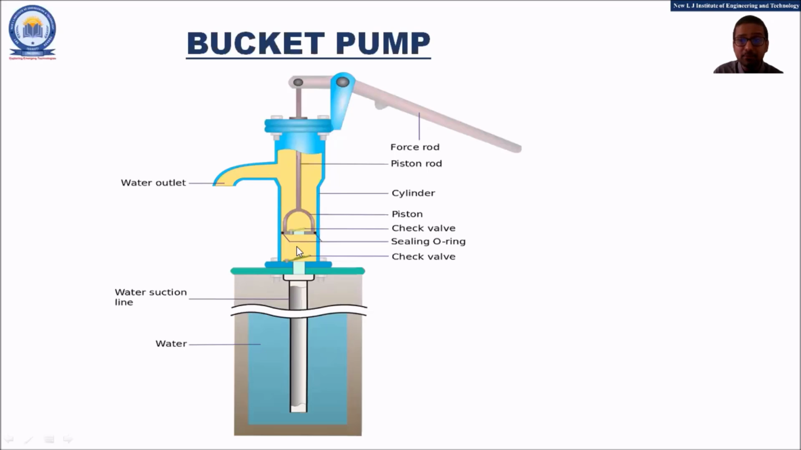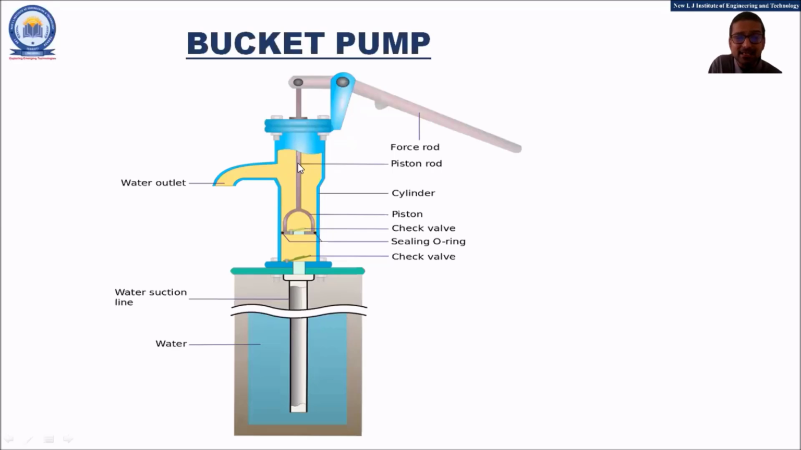Next, what will happen in the second stroke, when the handle is lifted back to its original position? Now the piston rod would be moving in the downward direction. As the piston is moving downward, at one point of time the bucket valve of the piston will be opened. So by the opening of the bucket valve, the water which is filled below the piston will be transferred to the top side of the piston.